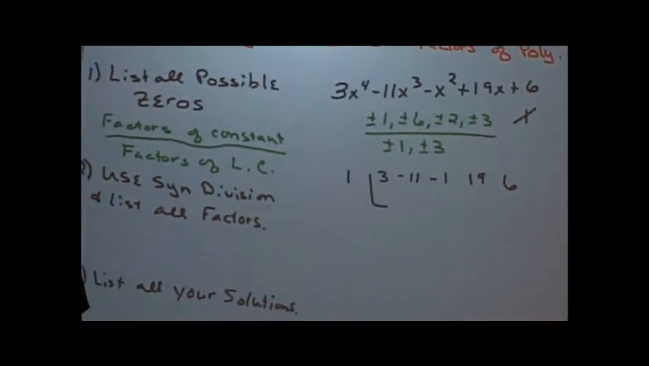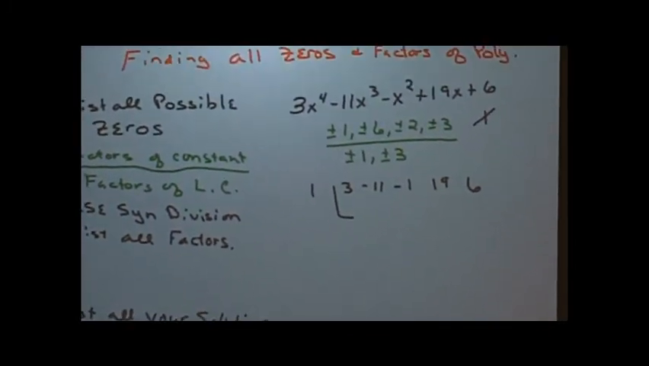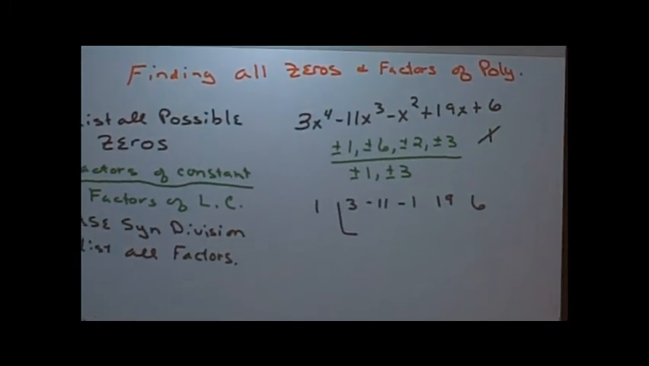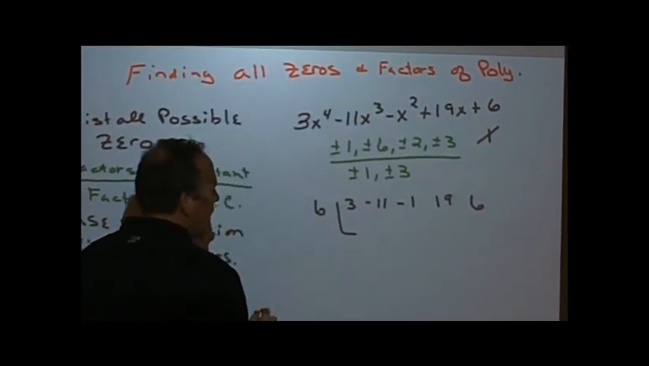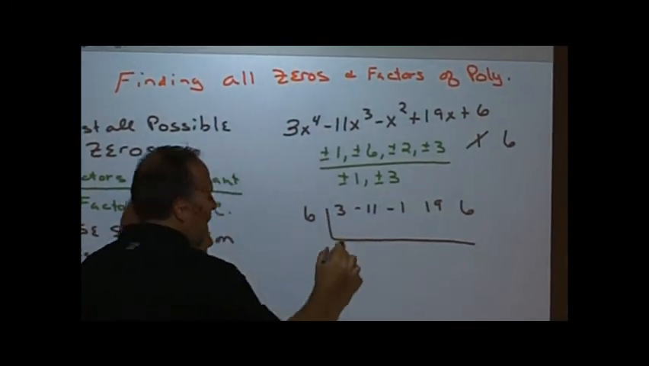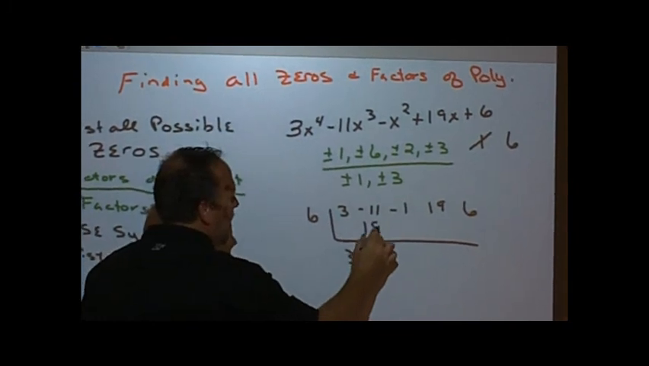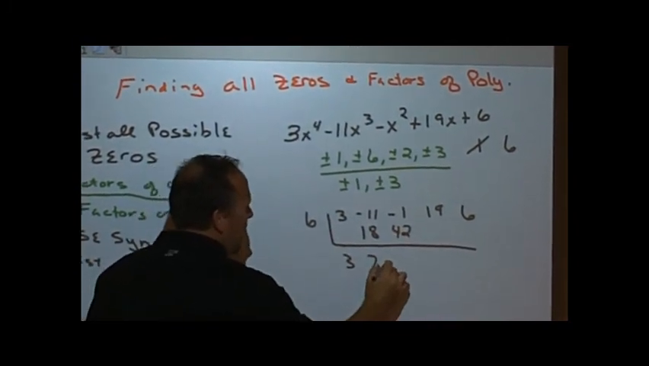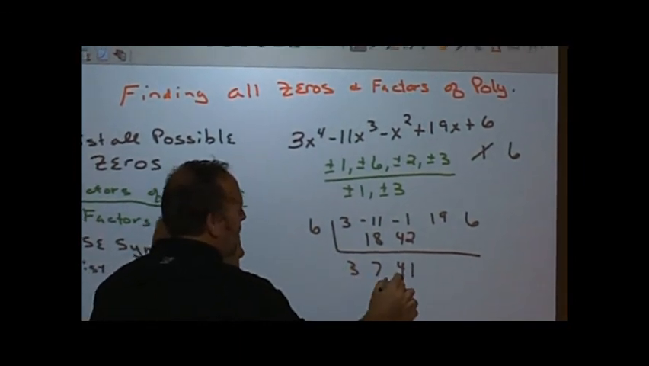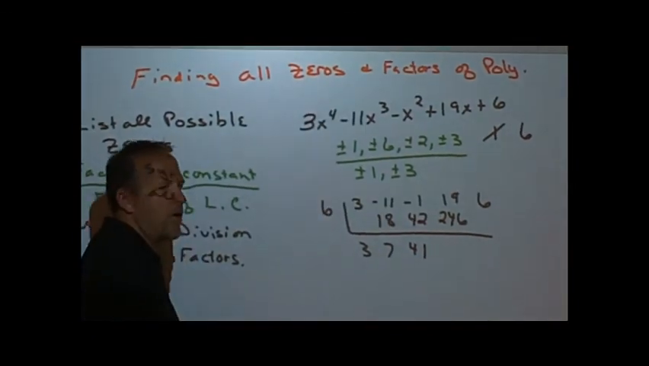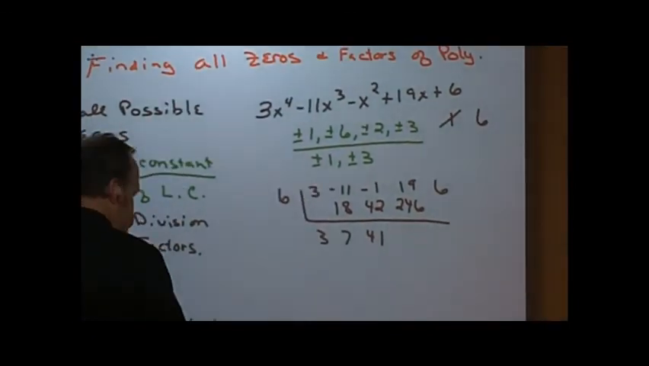Alright, which one do you want to check now, Jordan? 2. No. 6, he says. Alright, now we're trying 6. So I bring down my 3, 18. It gives me a 7. It gives me a 42. That gives me a 41. That gives me a positive 246. Do you think I'm going to have a remainder? No. Yep. Good job, Jordan. I guess I'll be skipping you.